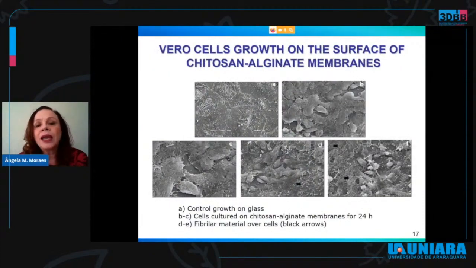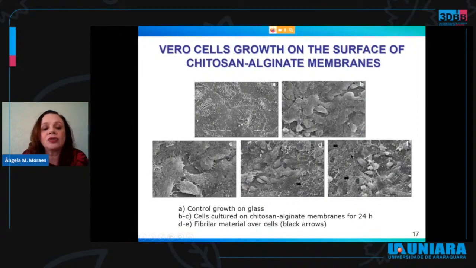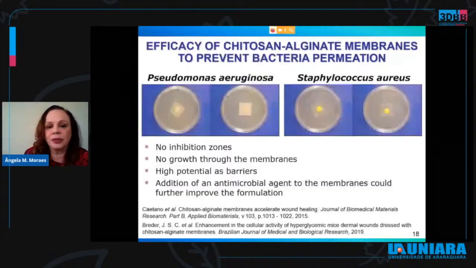These membranes were able to support very well the growth of fibroblast cells on their surface. We can see here, for instance, that the cells not only grow and proliferate, but they also form an extracellular matrix. We can see here in these black arrows that we have fibrillar material produced by the cells to better fixate them on the surface of the material.